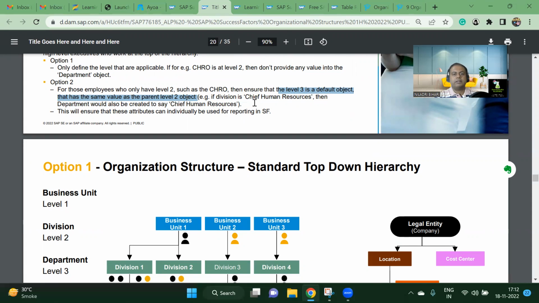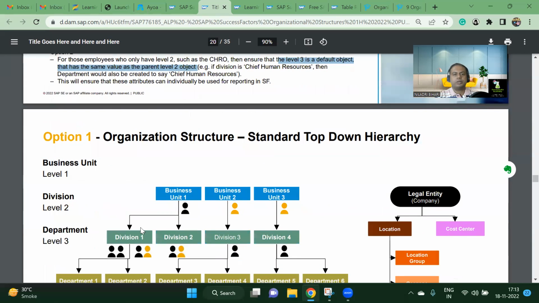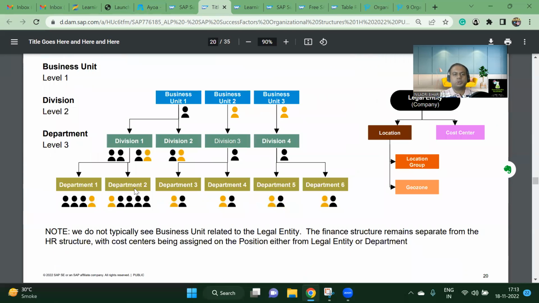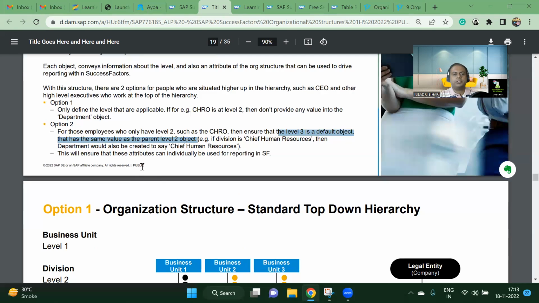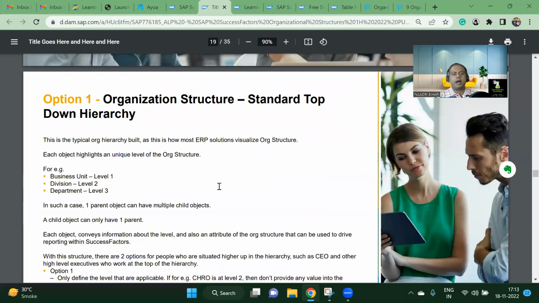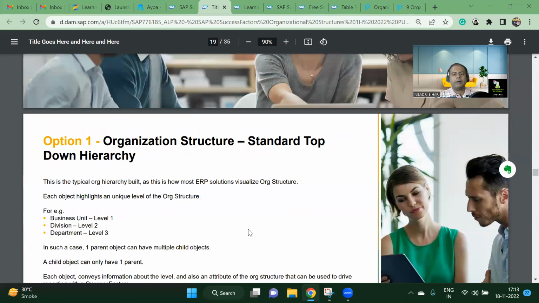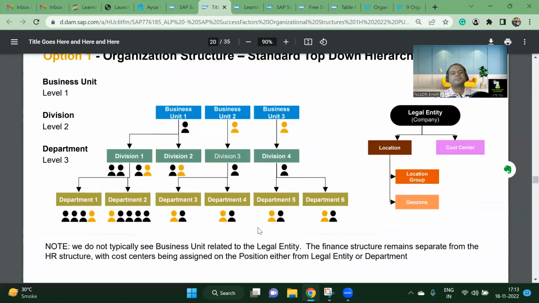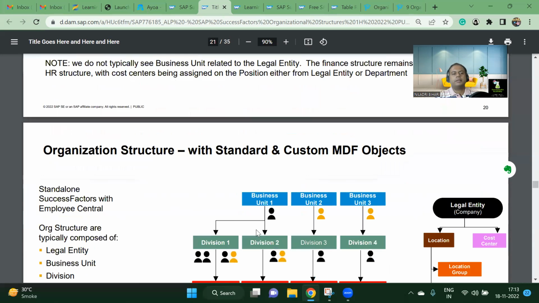For example, if the division is CHR, or let's say the division is Chief Human Resources, then the department should also be created as Chief Human Resources. This will ensure the attributes can individually be used for reporting in SF. So this is option 2 they are describing. This is how we can understand and design all these things, right? This is one part.